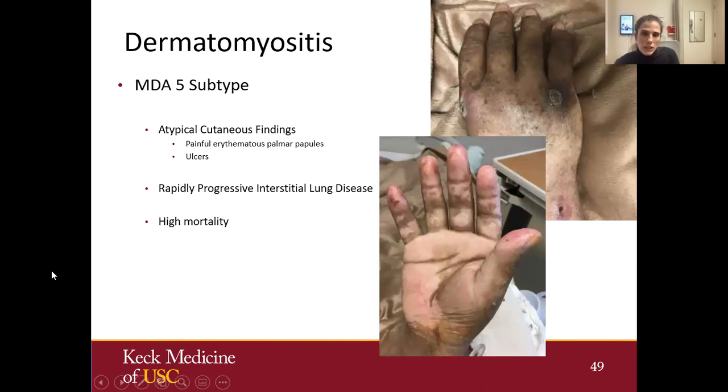And then I just wanted to give a quick shout out to those MSAs, the myositis-specific antibodies. One of them is MDA5, and I think this is a disease that I want all of us to know about. This is a subtype of dermatomyositis that's specifically associated with this MDA5 antibody. These patients have atypical cutaneous findings, so not all of them have classic dermato findings. Some of them have no skin findings, and some have both the typical ones and the atypical ones. The atypical ones are the painful erythematous palmar papules and also ulcerations.